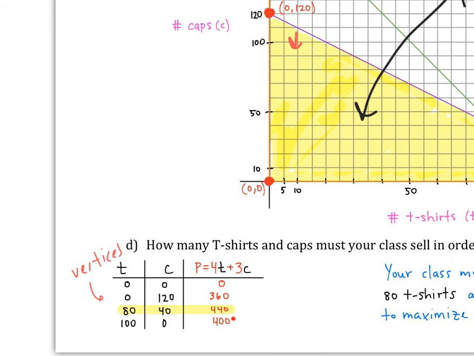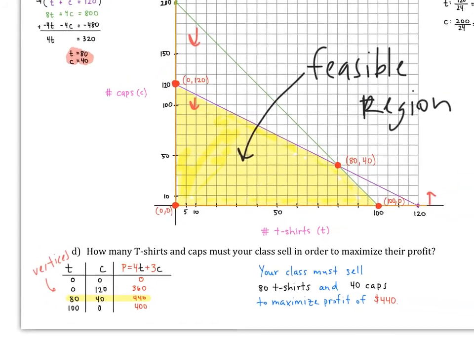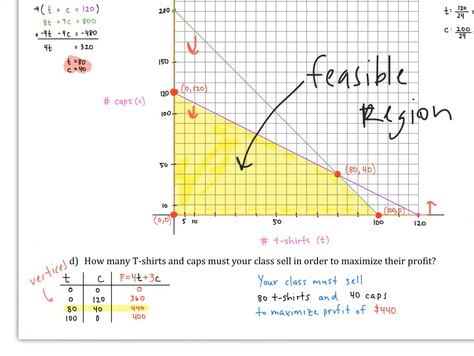And what we want to look for is the highest profit, the maximum profit. And that occurs here when we sell 80 t-shirts and 40 caps. We will maximize our profit. So the very last thing we have to do is just interpret our table. So our class must sell 80 t-shirts and 40 caps to maximize profit of $440.